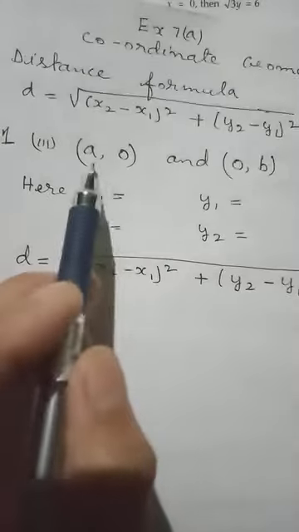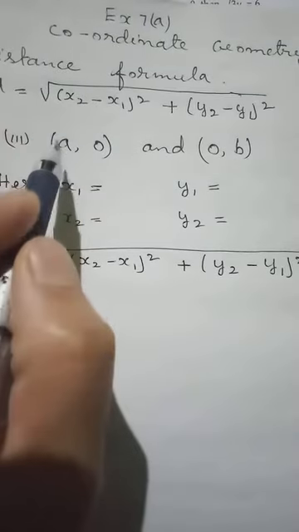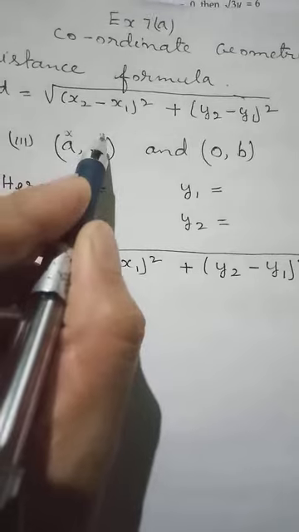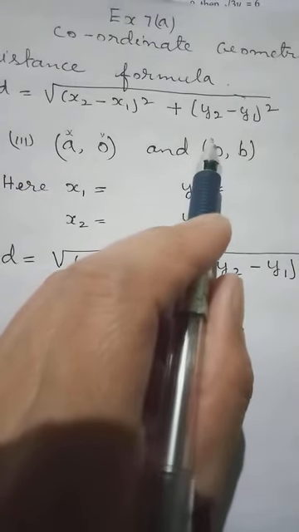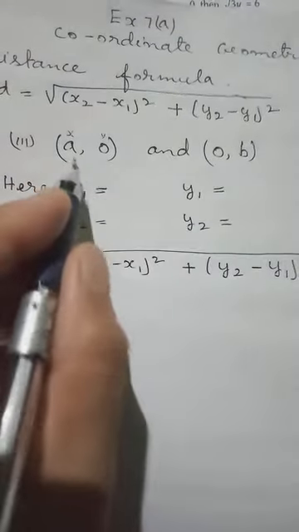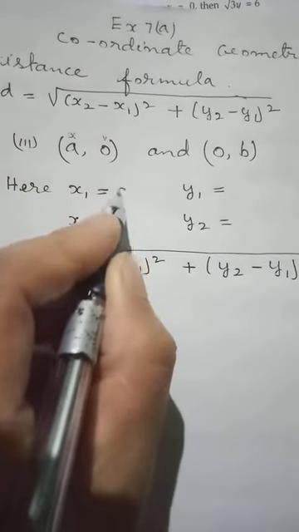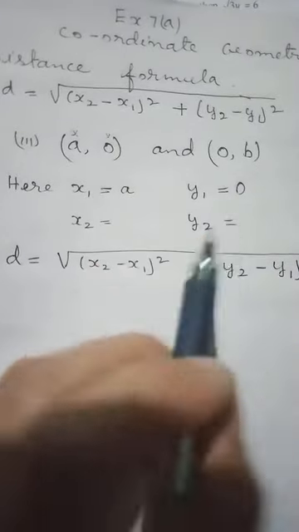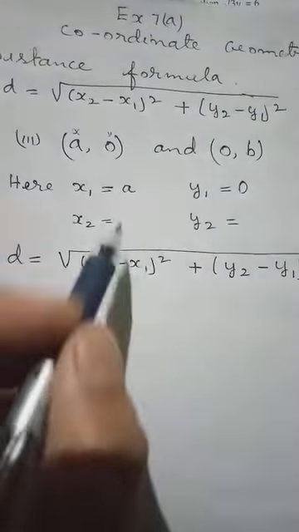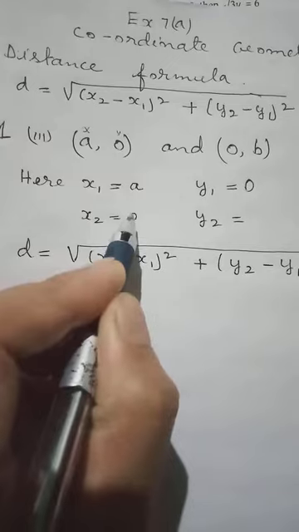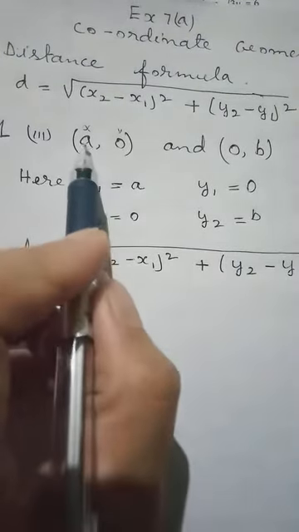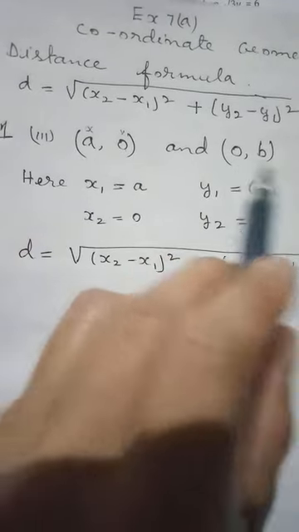So, remember when you have a coordinate point, the first one will be x, next will be y. Here is x, here is y. So we can write x1 equal to a, then y1 equal to 0. Then this one we take as the second point. So x2 will be 0, y2 will be b. Remember we have x, y. So we have to find the distance.